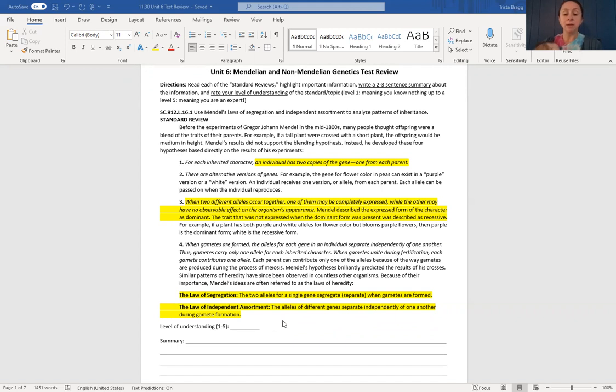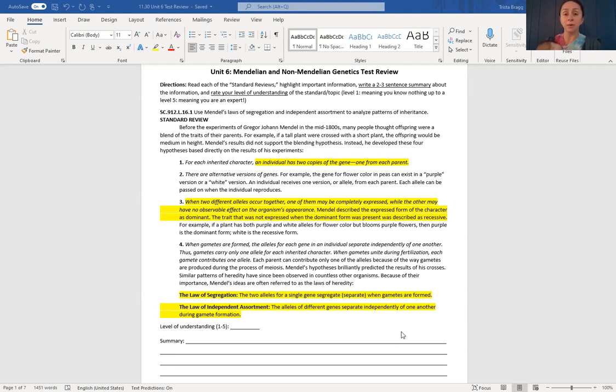And then the law of independent assortment. Independent should mean it's kind of doing it on its own, and assortment is giving you a variety. So we see this with those dihybrid Punnett squares, where we're getting different combinations of traits being inherited. So maybe it's all of mom's features or all of dad's features, even though you're still getting DNA from both parents. Or maybe you get a different combination. Okay, so the alleles of different genes separate independently of one another.